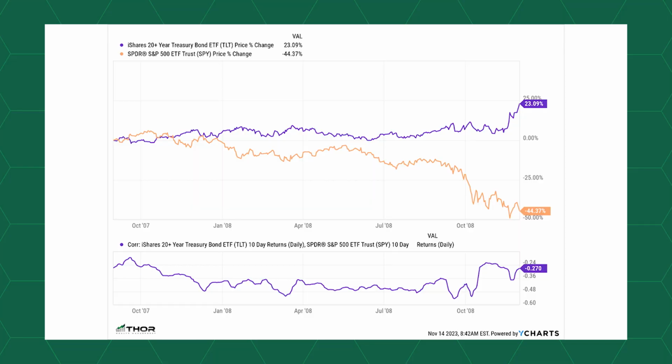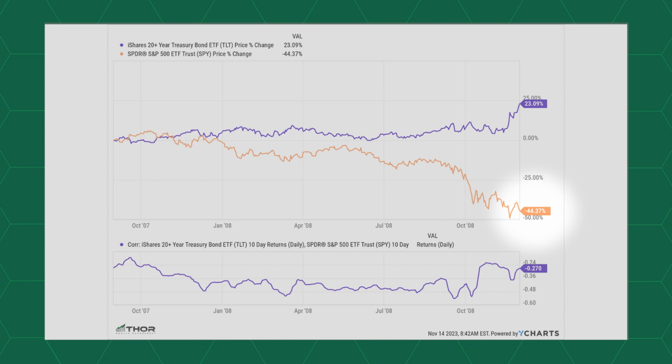And let me give you an example of that. And this is a pretty good example, and this is looking at the stock market versus the bond market. What I'm looking at here is the returns from about September of 2007 through December of 2008 of the S&P 500 versus the 20-year Treasury Bond ETF, TLT. And you can see the top section here is looking at performance. The performance for the bond market, or TLT, was up 23%. The stock market was down 44%.